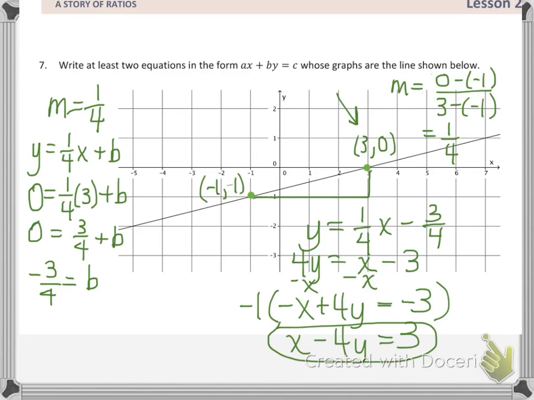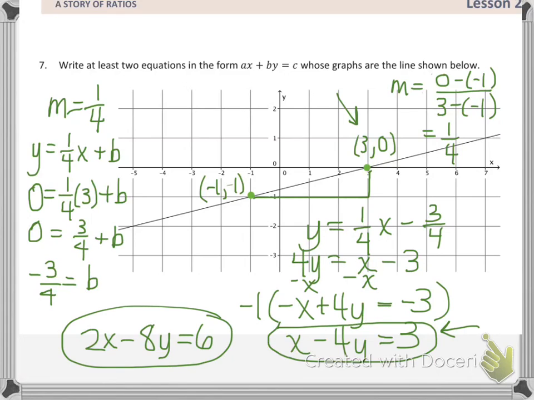Okay, so there's my first equation in standard form, whose graph is the line shown. I can multiply that equation through by 2 and get 2x minus 8y is equal to 6 for another equation that will graph as that same line.